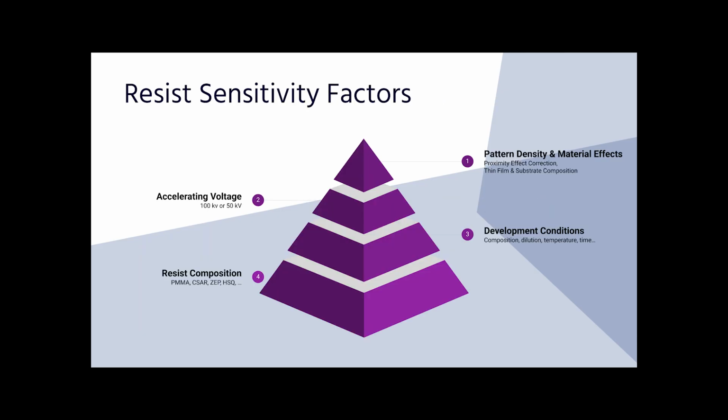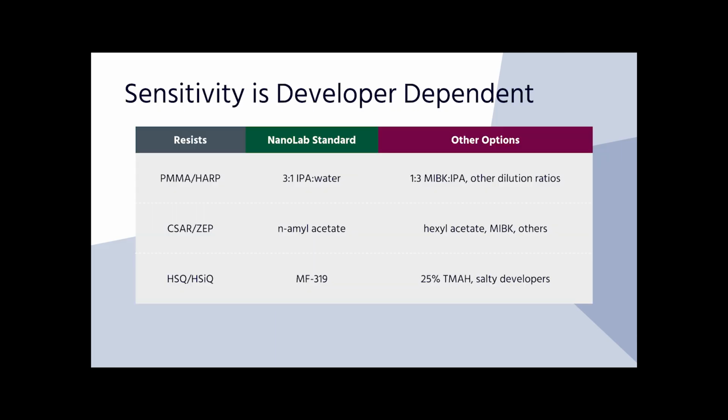The next layer in our pyramid is development conditions. In photolithography, we have a standard developer that we use for nearly every resist. This is not the case in electron beam lithography. If you are working with PMMA, you can choose to use different concentrations of MIBK:IPA, or IPA:water, or even methanol:water. PMMA, CESAR, and ZEP can all be developed at room temperature, or they can be developed cold. HSQ can be developed in different concentrations of TMAH, or you can use a salty developer. The point here is that you have options.